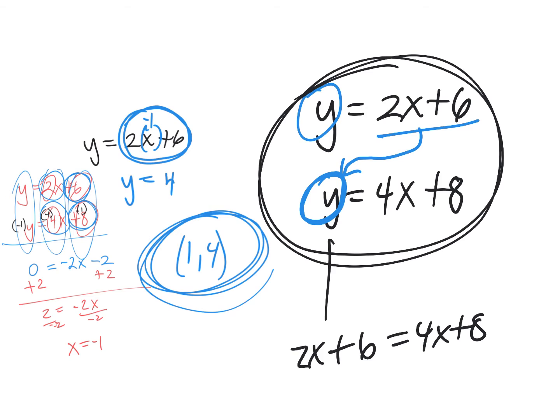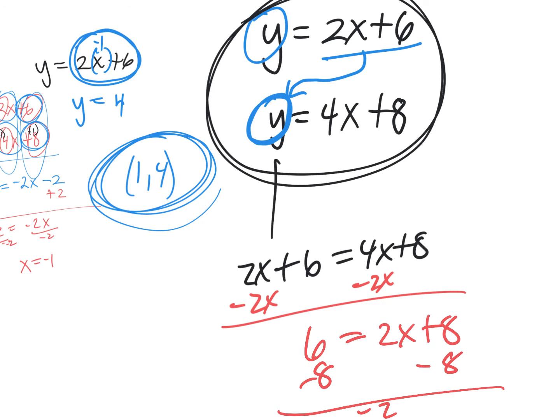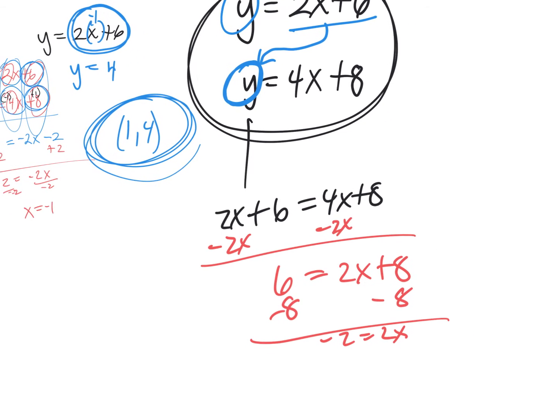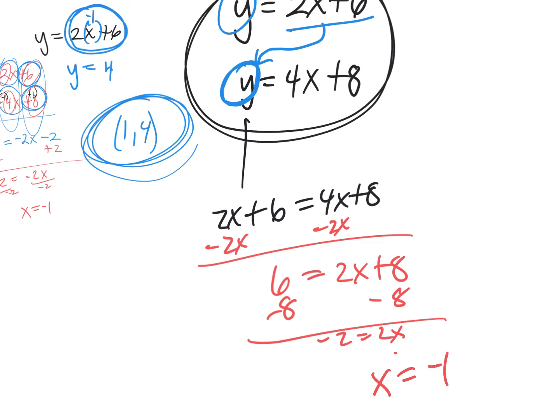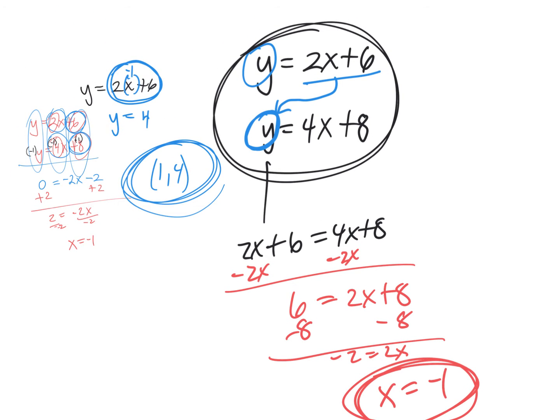Pro tip, get rid of the variables first. Some kids like to subtract 6 or subtract 8. Get rid of the smaller variable first. It's definitely the faster way to go. Save you a whole step. 2x plus 8, subtract 8, -2 equals 2x. Oh, I remember this. X equals -1. Ooh, I did have a copying error over here. There's a negative in this answer, sorry.